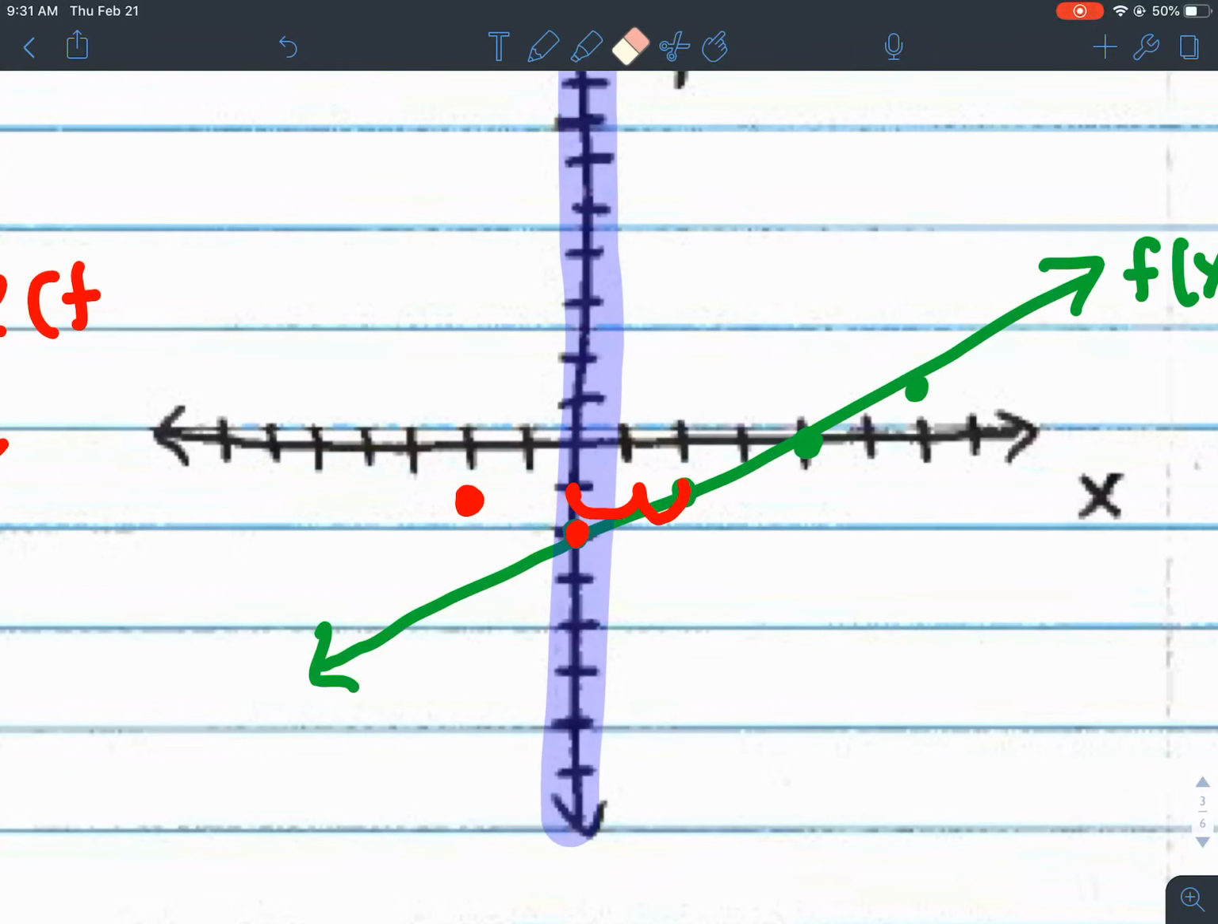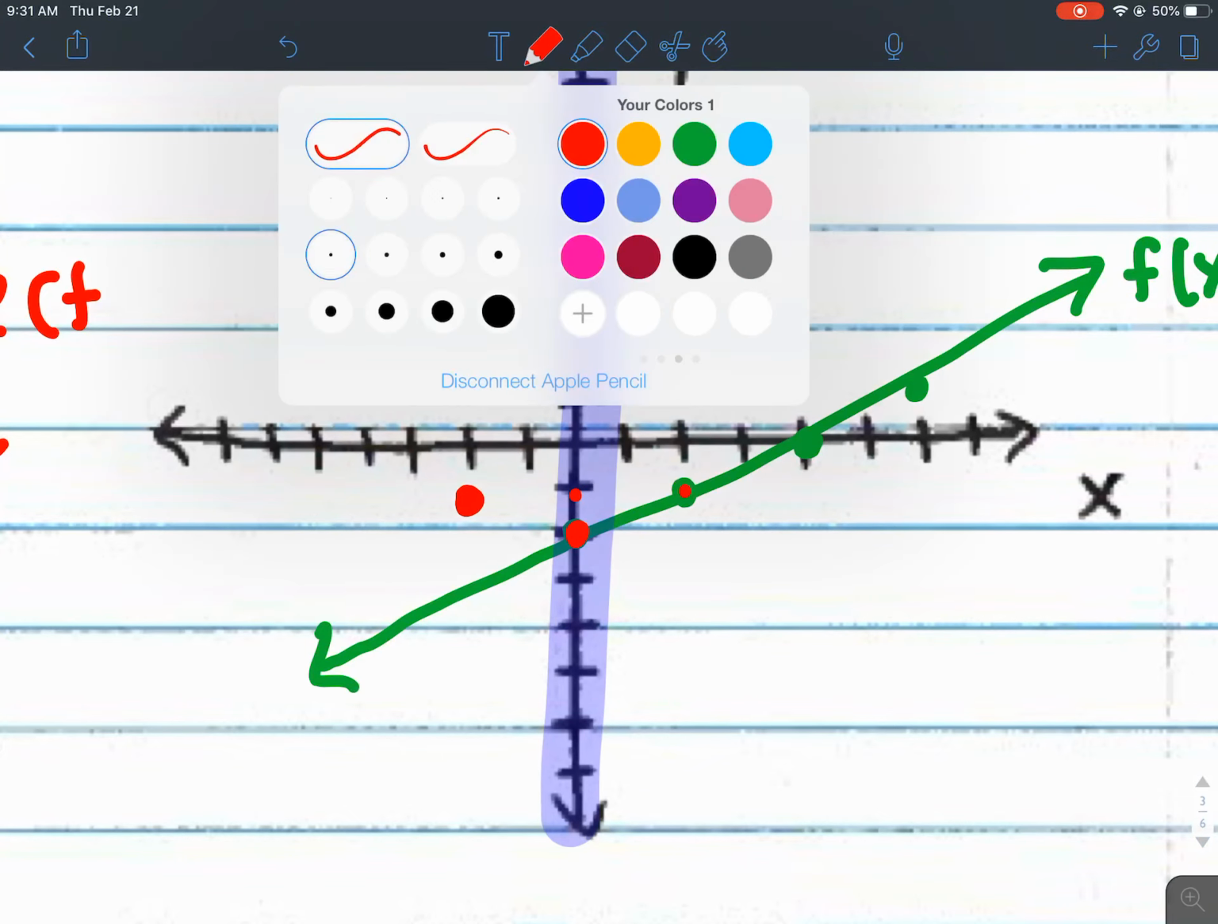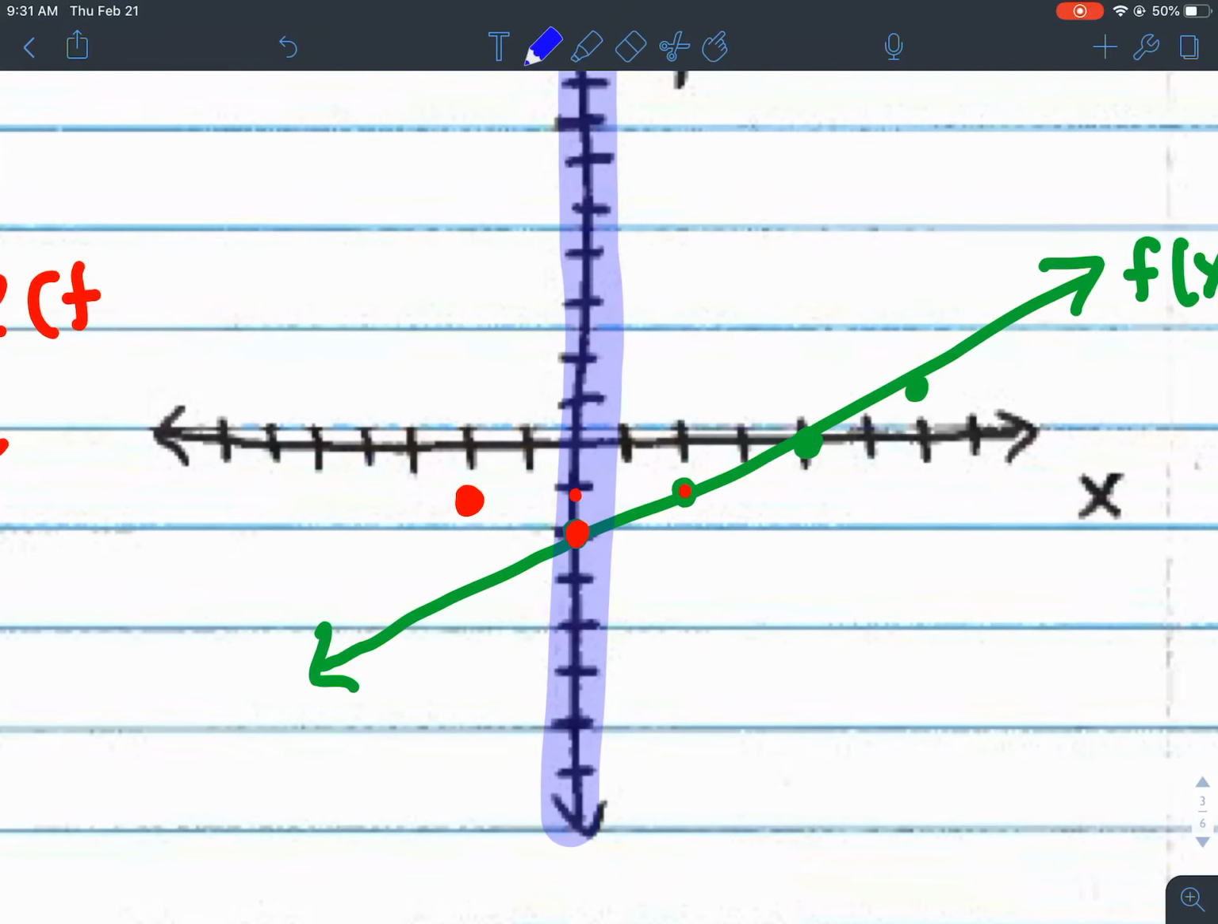Okay, I just don't know how to work my Notability, apparently. Okay, so you always want to make sure that it's the same distance away. And I'll even help you out. I'll draw some little arrows or something. So this is going to be the same distance away from your y-axis.